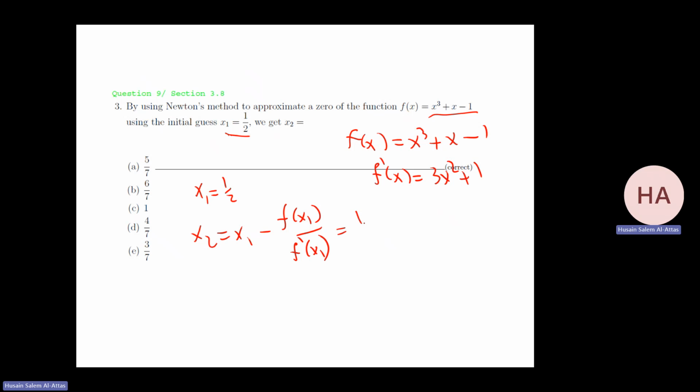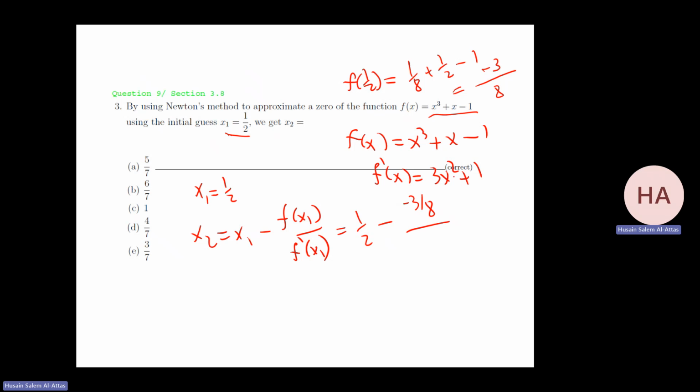Yeah, need to be careful with the calculation. Half minus. What is f at half? 1 over 8 plus half minus 1. So I can make it over 8. That gives me 1 plus 4 minus 8, which is minus 3. Am I right? Yeah. Half is 4 over 8, and 1 is 8 over 8. So 1 plus 4 minus 8 is minus 3 over 8. That will be this, minus 3 over 8.